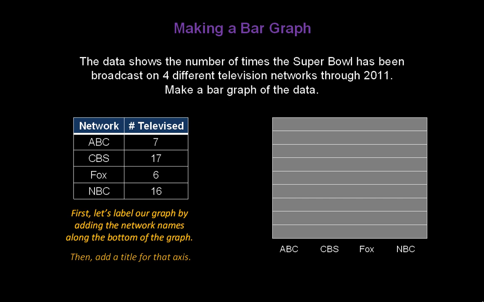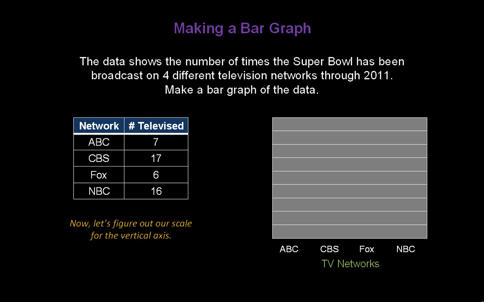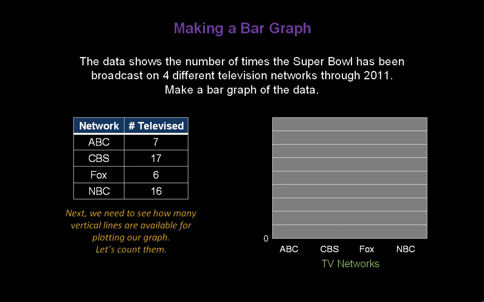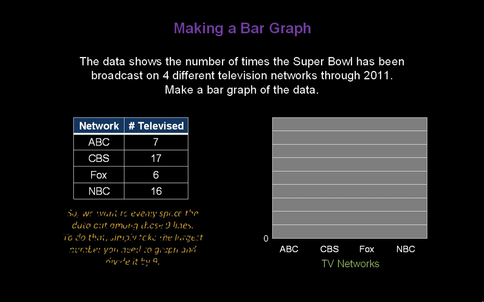Once we do that, we need to add a title for that axis. Those are all TV networks, so we'll just label it as TV networks. Next thing we need to do is figure out a scale for the vertical axis. We always start at 0, so we're going to add that at the bottom. Next, we need to see how many vertical lines are available for plotting our graph, so let's count them. We have 1, 2, 3, 4, 5, 6, 7, 8, 9 lines are available.